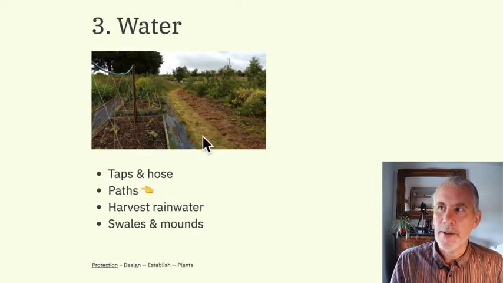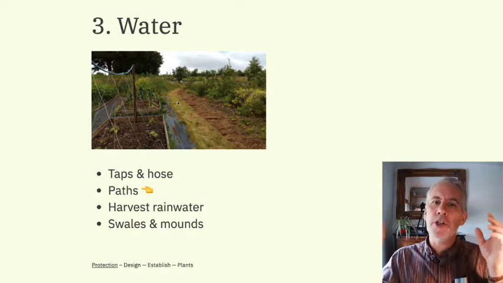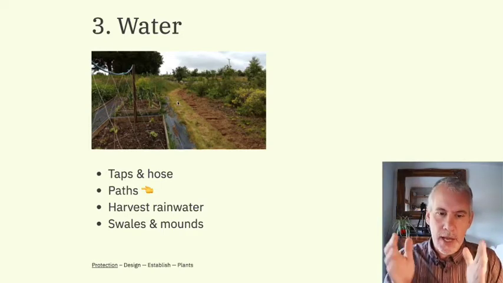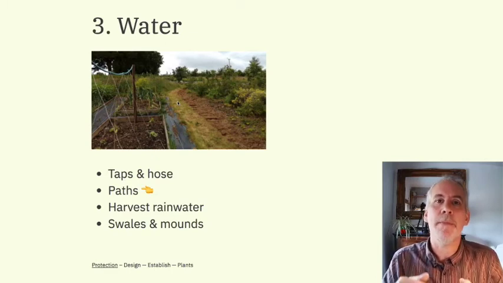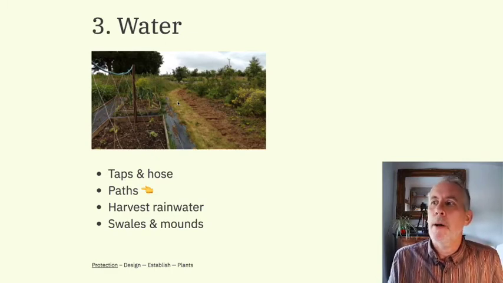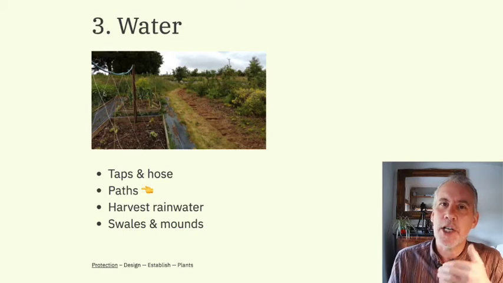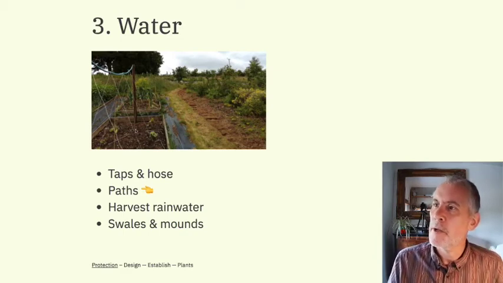This is a photograph of a kind of remade grass path. I've reduced the amount of grass paths; get them as narrow as you can, because it means less mowing and less maintenance for the path. This is going around what is now the annual veg bed, but it's gradually being transitioned to perennial veg.